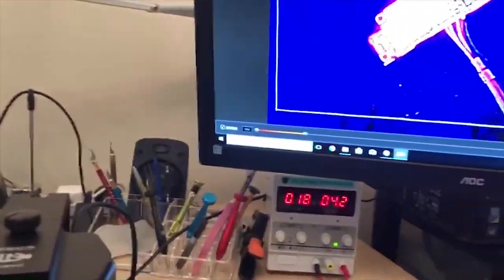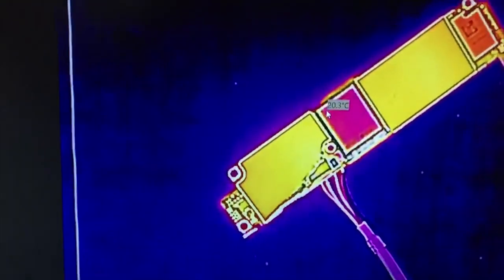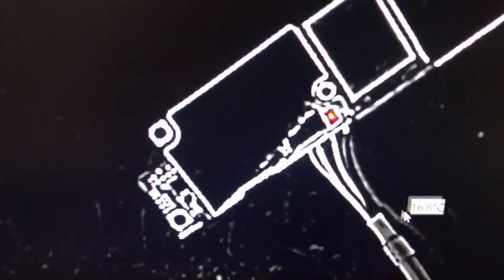Okay, so over here we have a dead 7 Plus. What we're gonna do is, this is on the normal mode. Can't really see much. So we're gonna hit the magic button. And it immediately told us where the problem is.